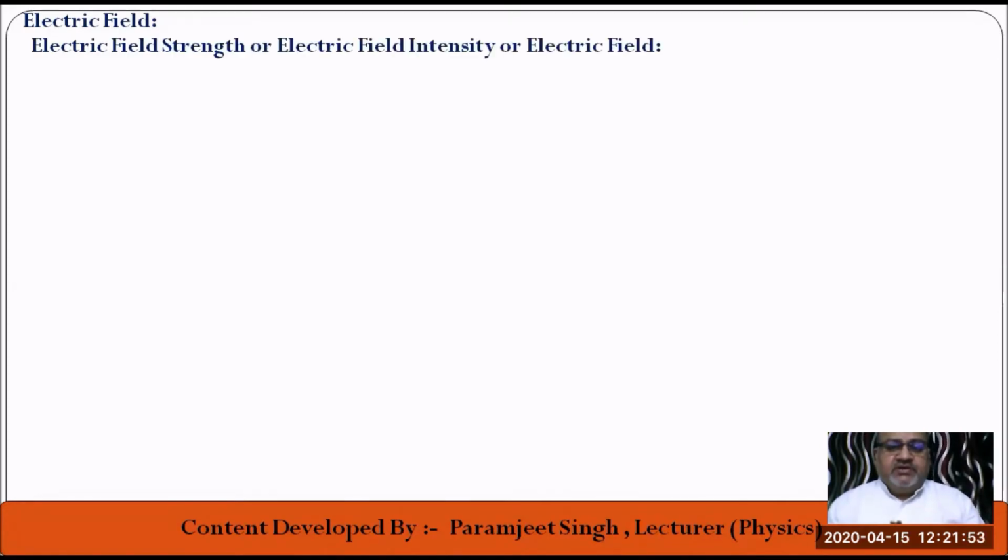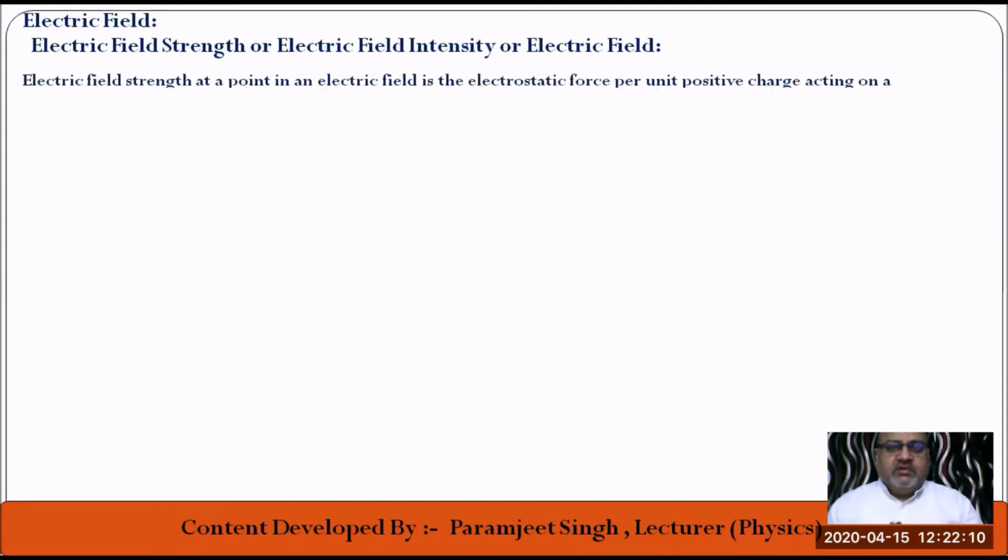So we have discussed electric field in our previous chapters, online sessions. So here I want to discuss in more detail. The electric field word means electric field strength or electric field intensity. So whenever we say electric field, it means electric field intensity or electric field strength. Electric field strength at a point in an electric field is the electrostatic force per unit positive charge acting on a vanishingly small positive test charge placed at that point.